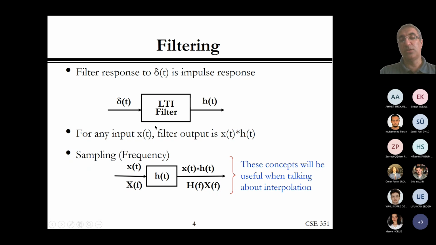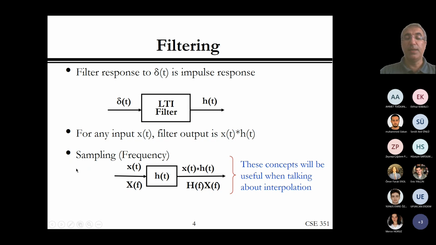So a filter is a special case of a system. So far we were talking about the system. Now we are talking about some implementation and some use case, which is a filter. And the filter output is equal to the convolution of input x of t with h of t, which is the impulse response of the system.